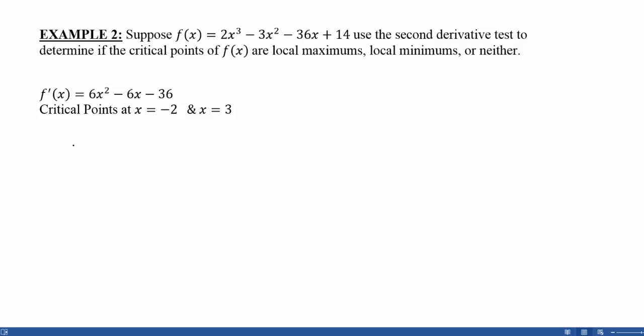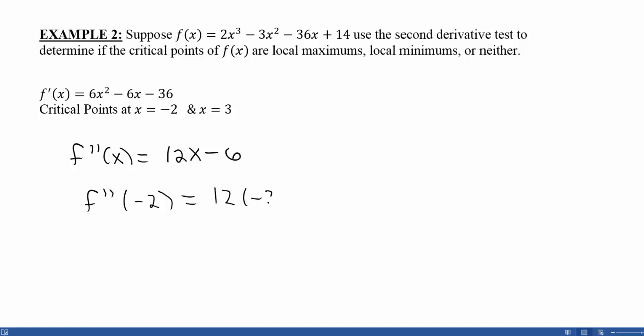Now, to use our second derivative test, we need to find the second derivative of this function. So here, that's going to give me 12x minus 6. Now that I have my second derivative function, I need to plug in each of my critical points. So let's start by plugging in -2. If I plug in a -2 here, I'm going to get -30. So if my second derivative is negative at a point, that means that the original function's concave down, so I know that -2 is a local max.